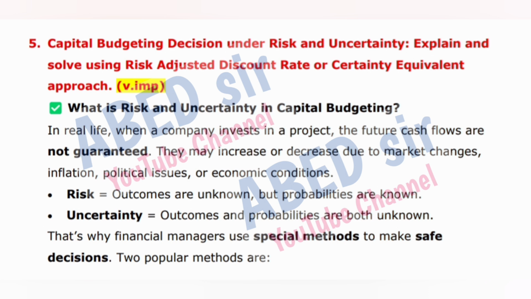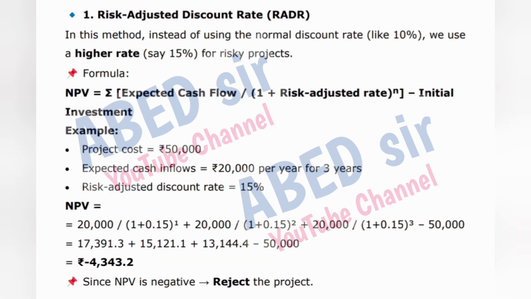Risk is equal to outcomes are unknown, but probabilities are known. Uncertainty is equal to outcomes and probabilities are both unknown. That's why financial managers use special methods to make safe decisions. Two popular methods are: 1. Risk-adjusted discount rate, RADR. In this method, instead of using the normal discount rate, like 10%, we use a higher rate, say 15%, for risky projects.